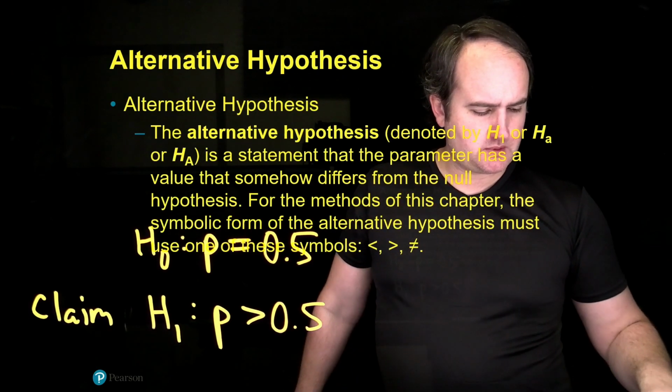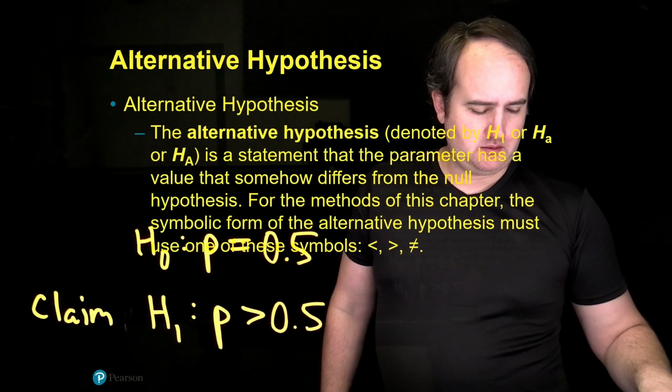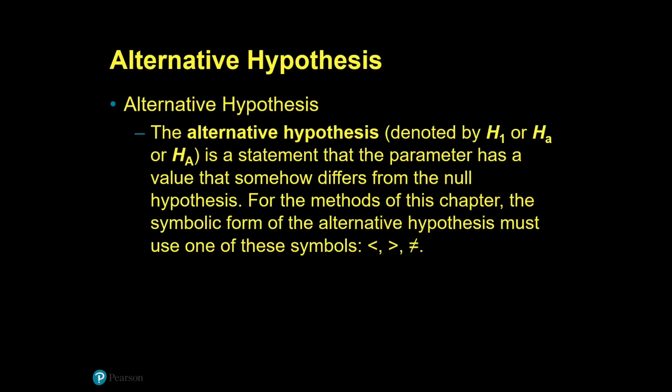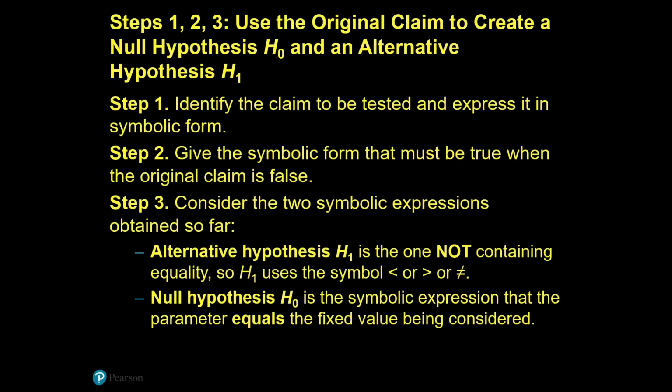But let me switch to the PC view so we can erase this. All right, so how do you make your null hypothesis and your alternative hypothesis? We just talked about this, so I'm going to go through this pretty quickly. Step 1 is identify the claim to be tested and express it, as we did. So first you write out your claim.